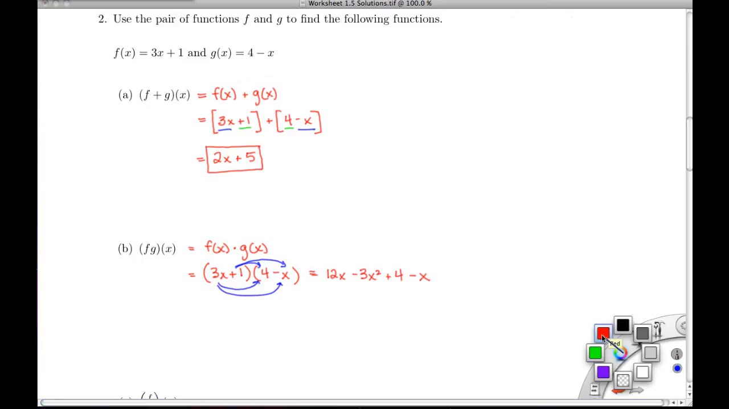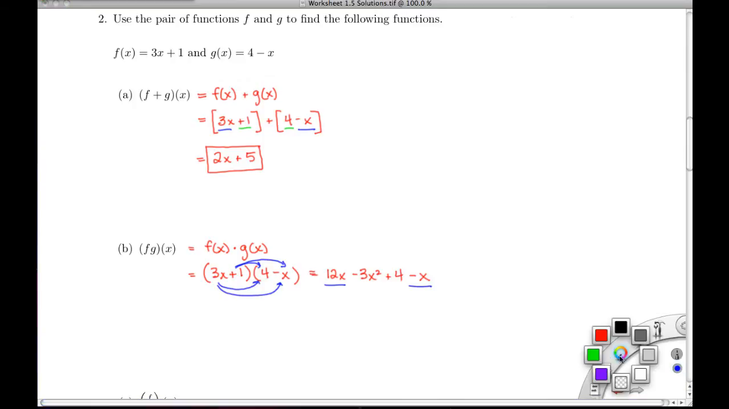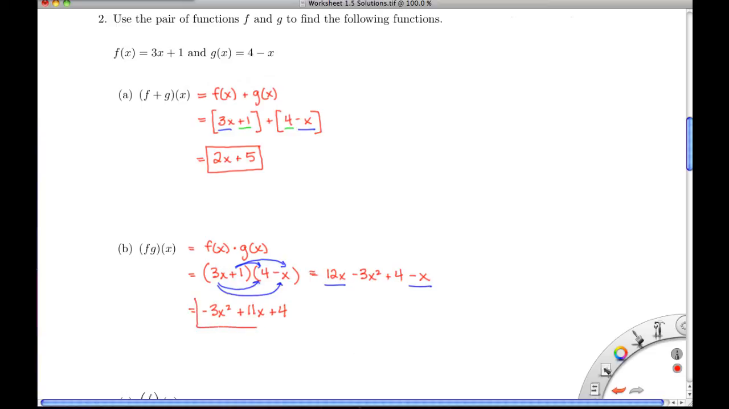Let's just go ahead and again look to make sure that we can't combine any like terms. In this particular case, we can go ahead and combine the 12x and the negative x. And that is going to give us the following. So I'm going to put the minus 3x squared out front, and then 12x minus x is going to give us plus 11x, and then we've got that constant term hanging on at the end there. So this would be our combination function for part B.